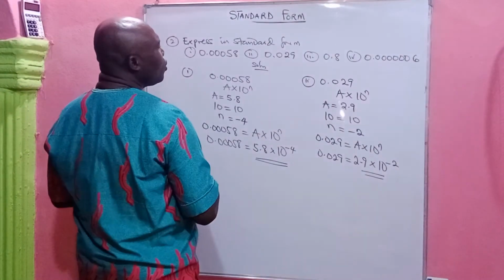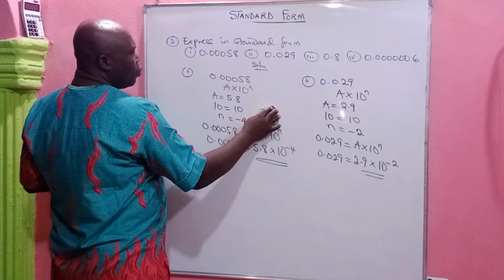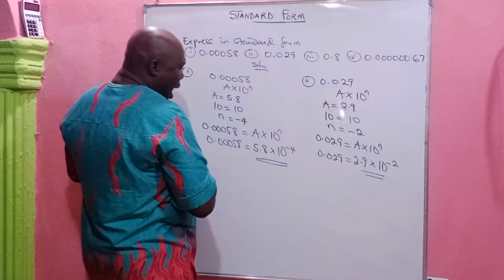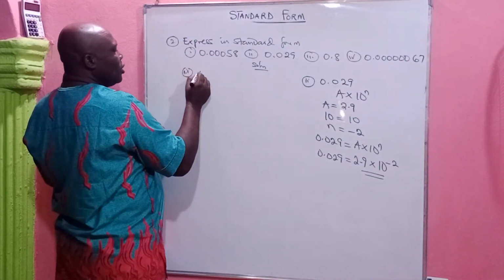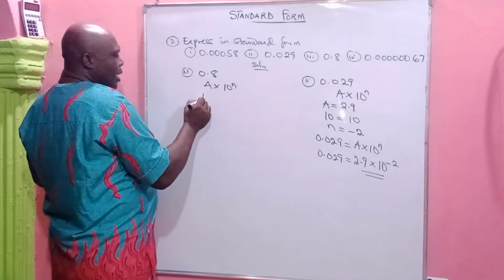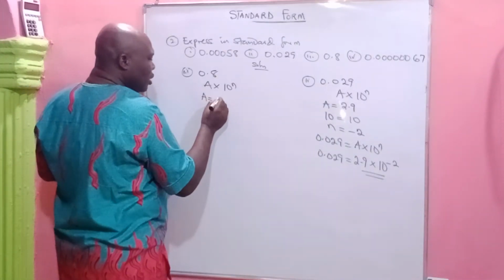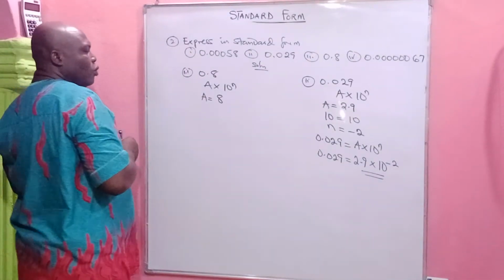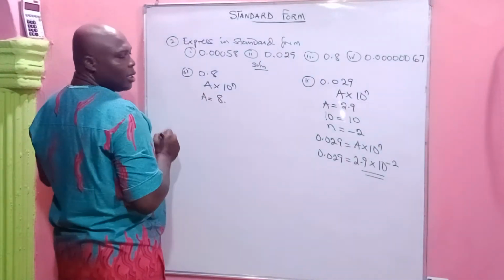All right, so we want to take the third one, 0.8, to express in standard form. How do we express 0.8 in standard form? That leads us to number 3, 0.8. Let's express it in standard form. 0.8. We want to express in the form a times 10 raised to the power of n. So our a will simply be to position the decimal point after the first significant figure. So it becomes 8 point. And of course, no need of showing the point. That becomes 8. But we don't need the point.